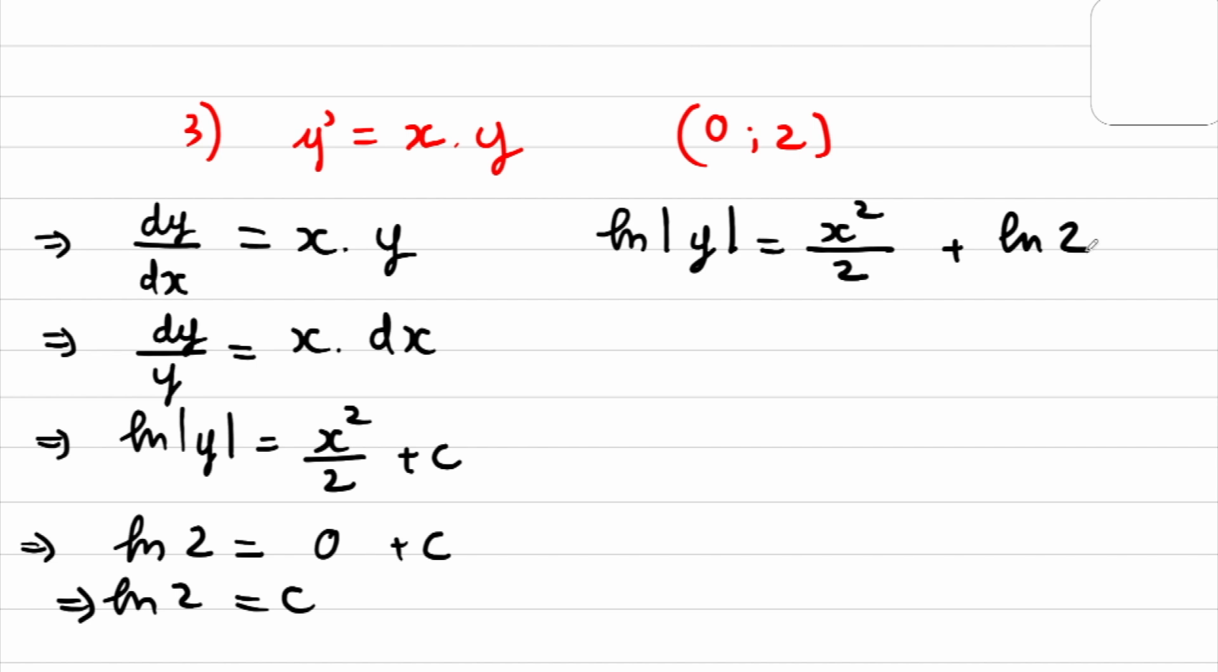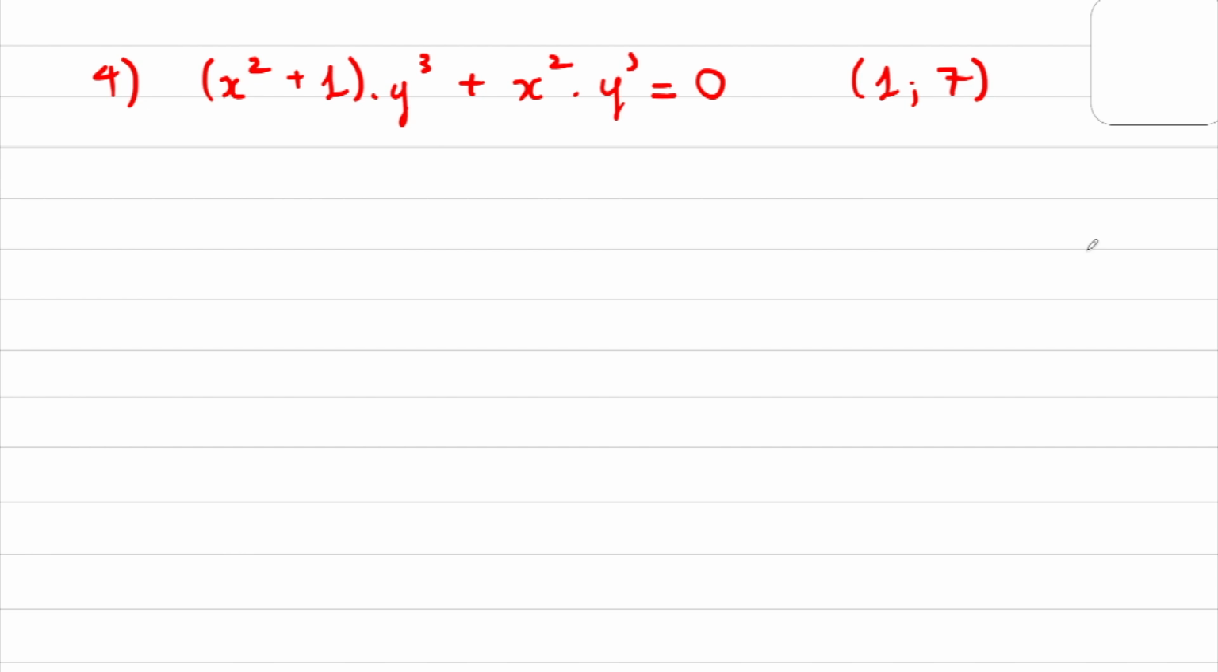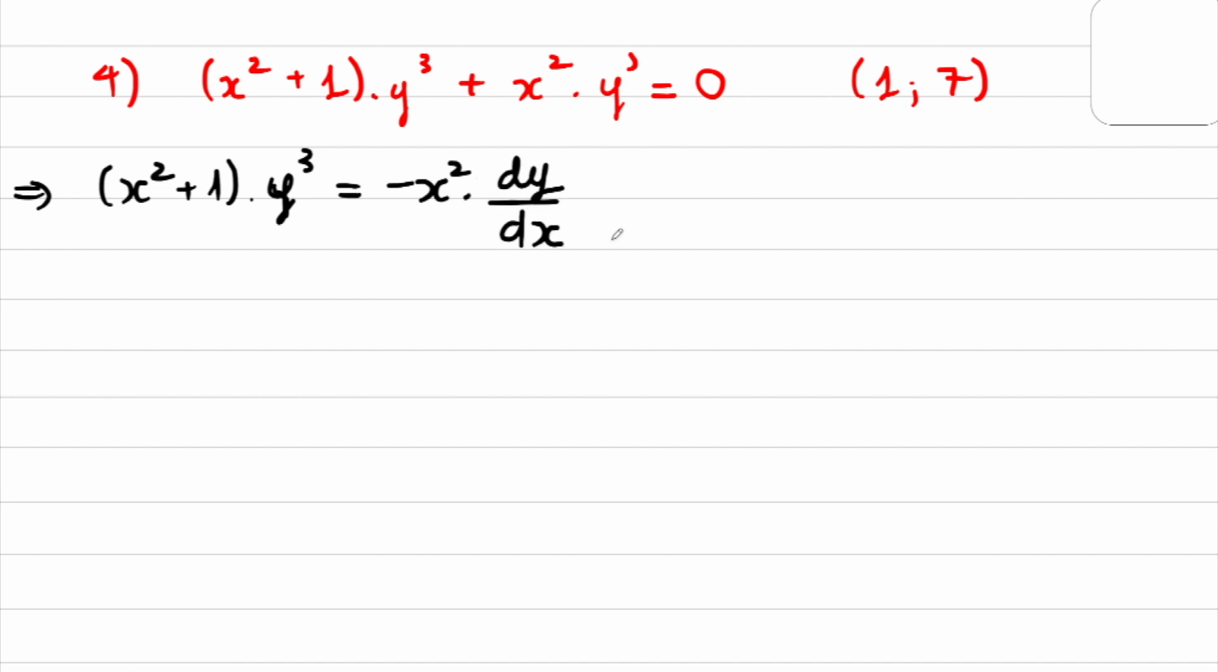We finish question 3. And the hardest example in this video is 4, and of course this one is the last one. For this question, I have x squared here, y cubed here, x squared here, and then you get y common. For y common, I have to rewrite it first. Plus 1 multiply y cubed equal to minus x squared dy over dx, like this.